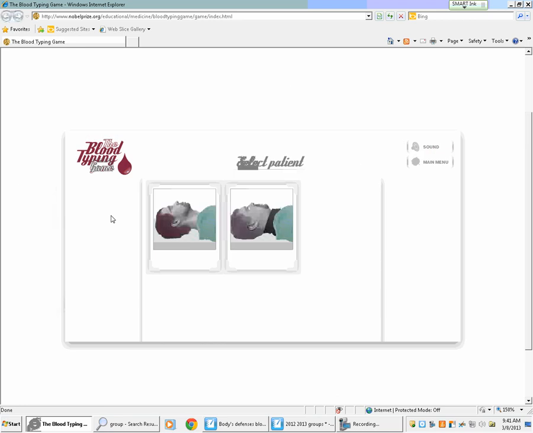What were the blood types that we could give that patient? A positive, A negative, O positive, and O negative. I need one more doctor. I need a head doctor this time.